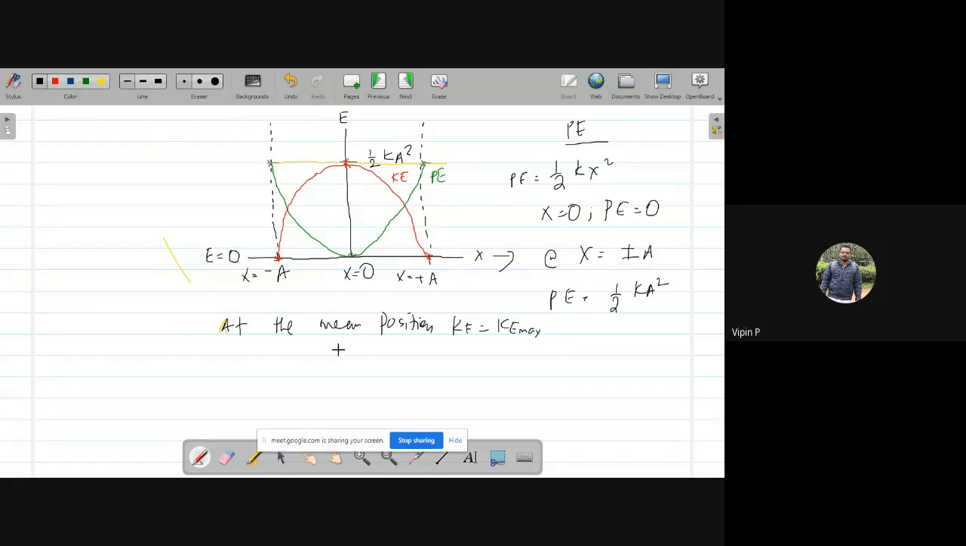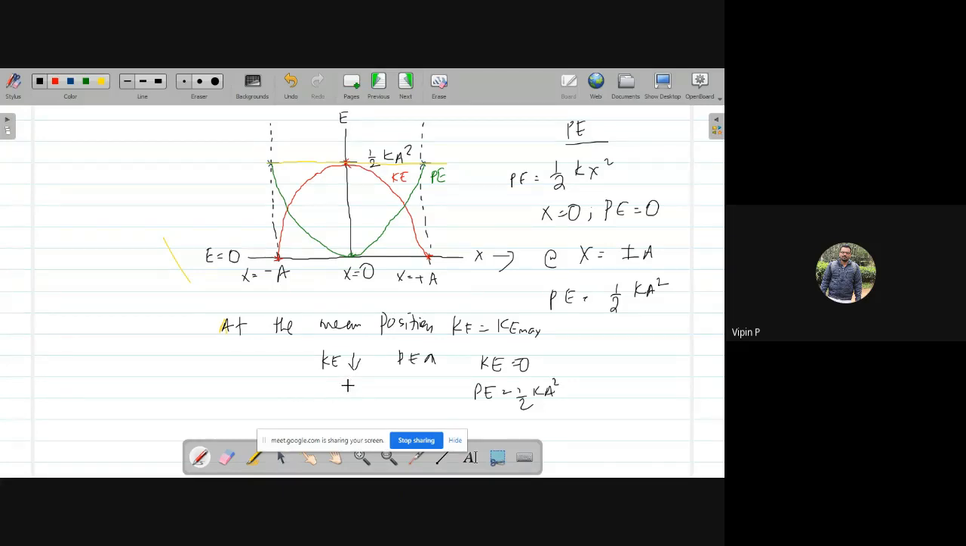Now, as it goes towards the amplitude, the kinetic energy decreases and potential energy increases. And by reaching the amplitude, kinetic energy becomes 0 and the potential energy becomes half K square, obviously. So what's basically happening is that the entire kinetic energy is being converted into potential energy as it reaches the amplitude, right? Which means that energy is basically conserved.